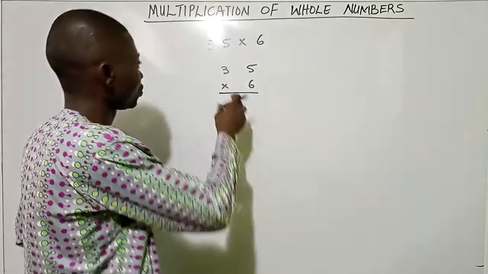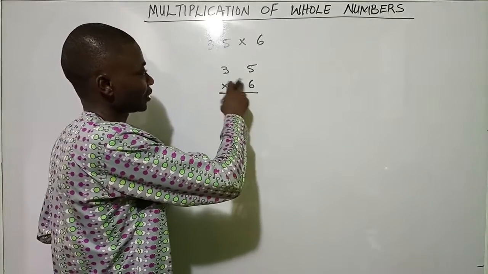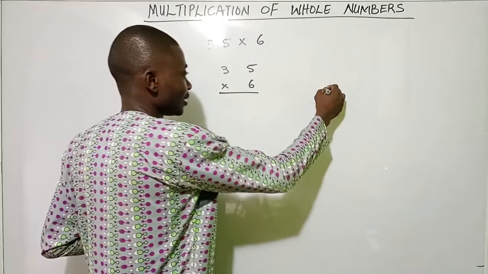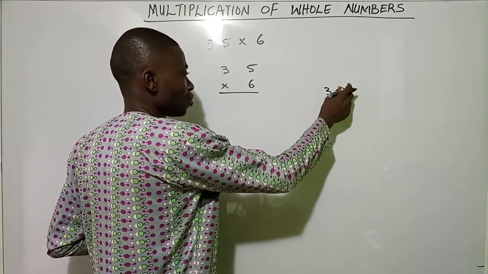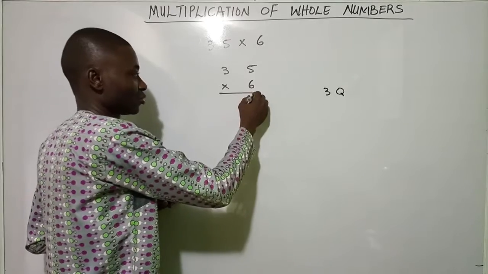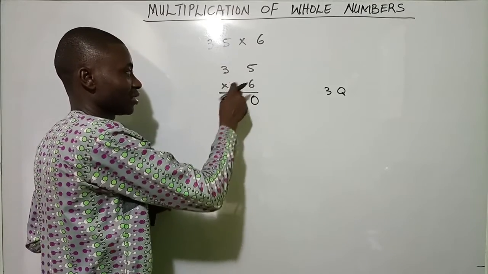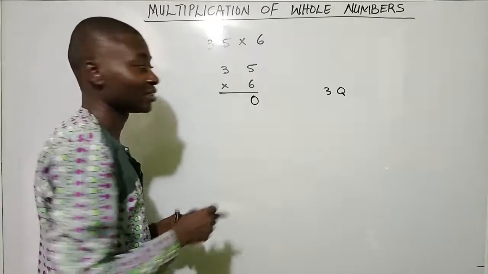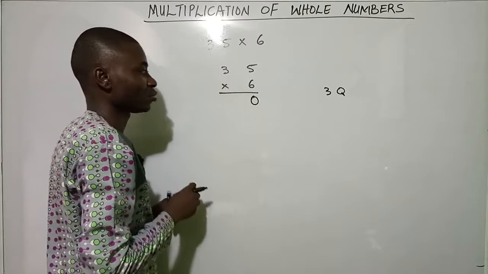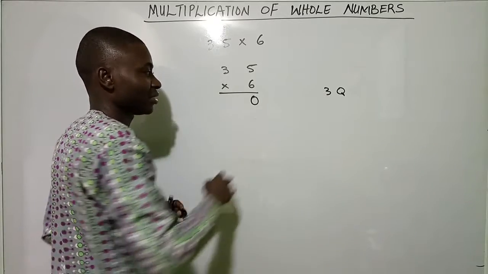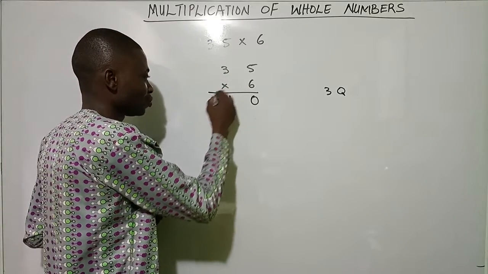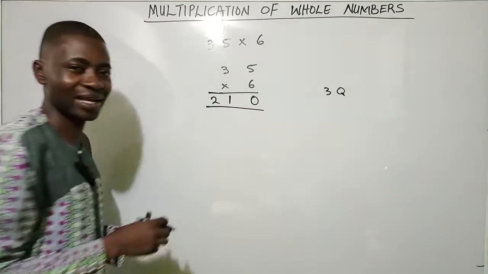So using what we have on the board here now, we have this 35 multiplied by 6. 6 times 5 is what? Is 30. So what do we do? We're going to write down the 0, carry 3. 6 times 3 is the same thing as saying 3 times 6. Okay? So 6 times 3 is what? Is 18. 18 plus the 3 is what? Is 21. So the answer to this now is what? 210.